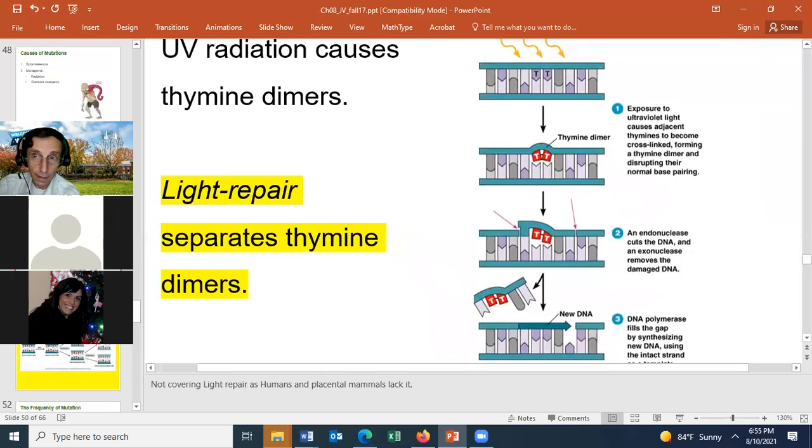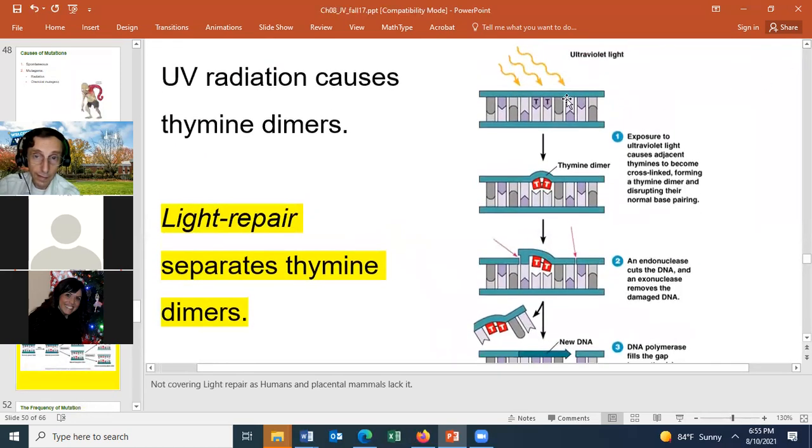The UV light, like from the sun, can hit your skin. And whenever there are two thymines adjacent to each other, when UV hits them, those adjacent thymines can form a covalent bond between them. It's actually two covalent bonds between them. So we call it a thymine dimer.